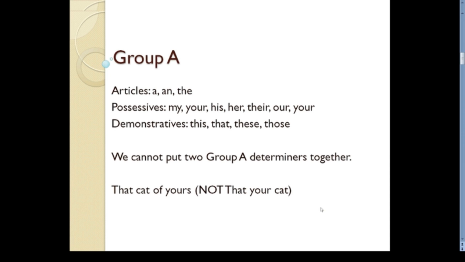We cannot put two Group A determiners together. For example, we cannot use an article and a possessive together. Likewise, we cannot use a possessive and a demonstrative together.